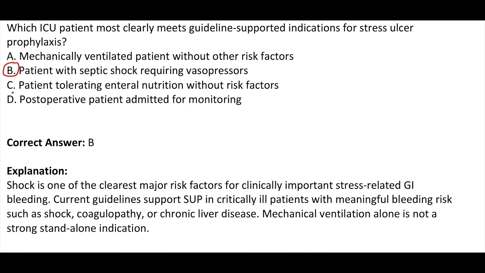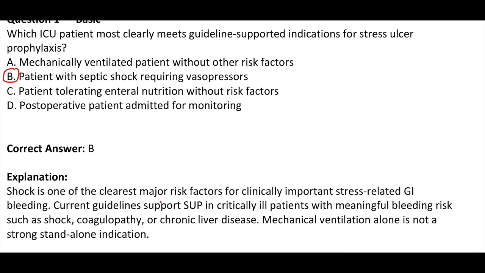So the explanation here is that shock is one of the clearest major risk factors for clinically important stress-related GI bleeding. Current guidelines support stress ulcer prophylaxis in critically ill patients with meaningful bleeding risks, such as shock, coagulopathy, or chronic liver disease. Mechanical ventilation alone is not a strong standalone indication.